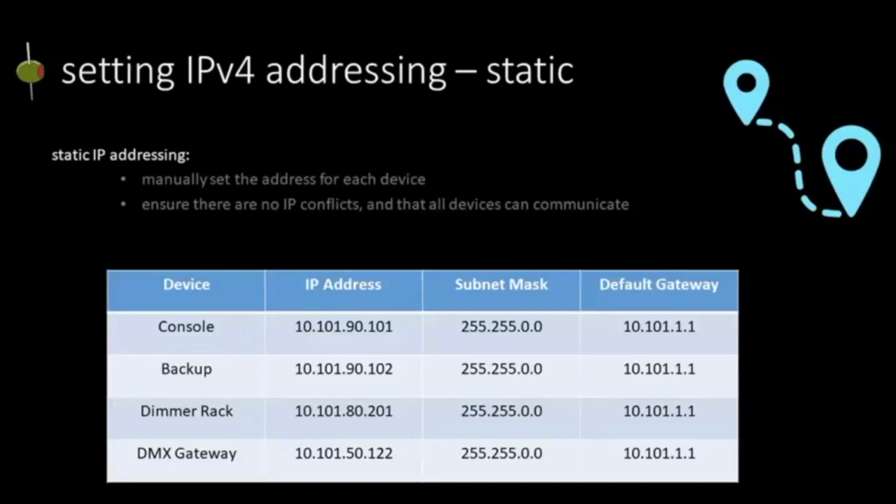And static IP can be really, really useful if you're using things like QLab or OSC integration or triggering UDP signals, because a lot of those have to be directed to an IP address. So we want to know that our console, for example, is always .90.101, so that as my system changes production to production, I'm not losing contact with those devices.